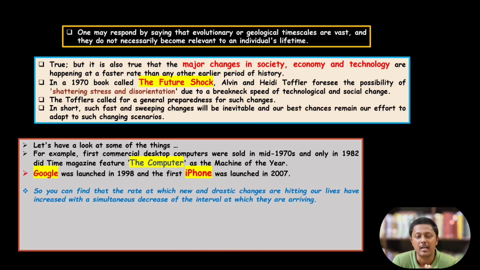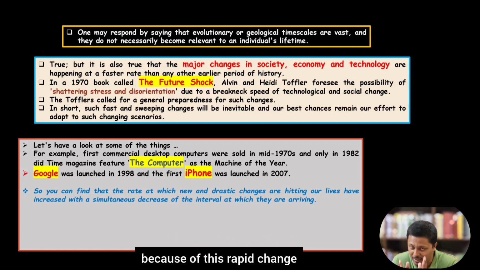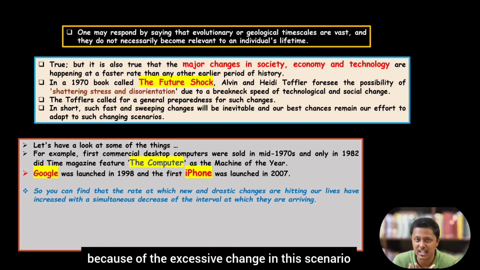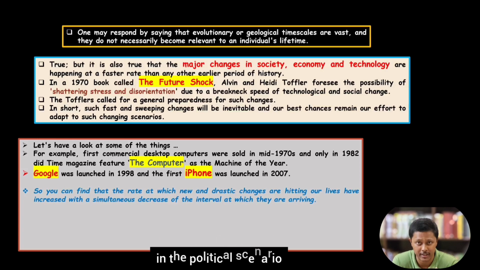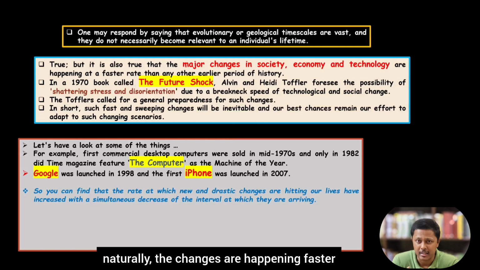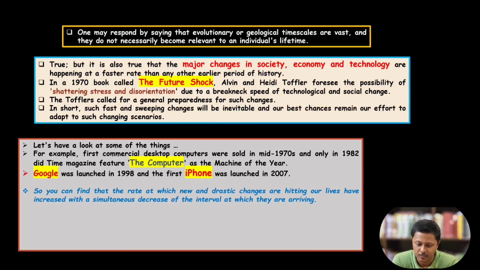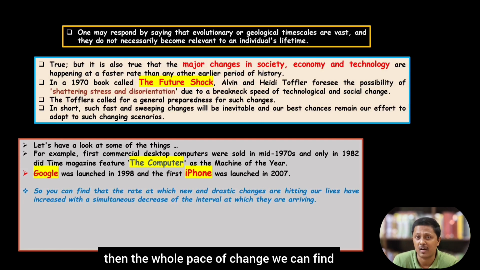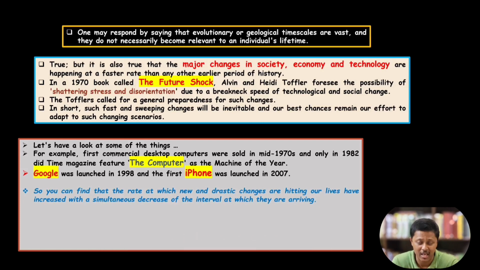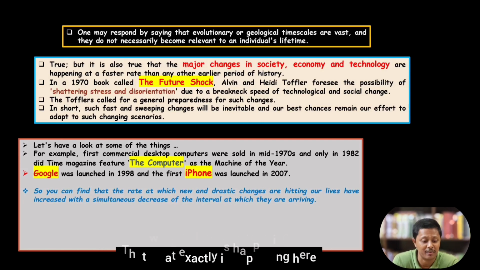For example, if something is published in 1990, within 5 or 6 years, because of this rapid change, because of the excessive change in the society, in the political scenario, in the economic scenario, naturally the changes are happening faster. So the time gap is shorter. If it is 1990, then the whole pace of change we can find within 5 or 6 years. That is exactly what is happening here.